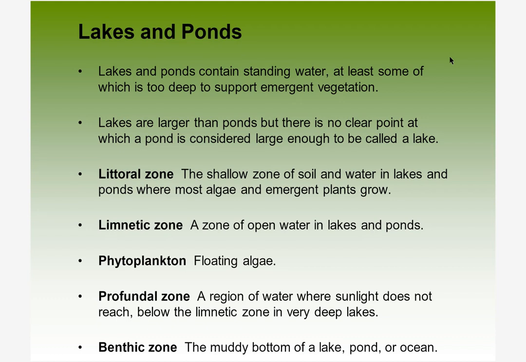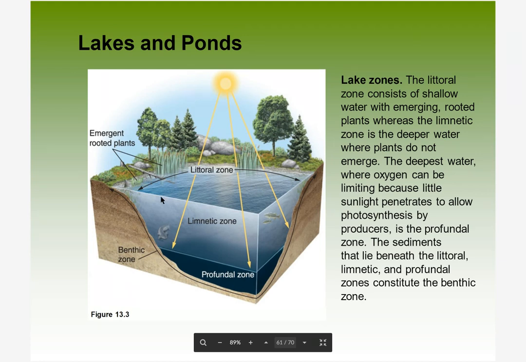The littoral zone is the surface near the soil for lakes and ponds, where most algae and emergent plants grow. Then you've got your limnetic zone here. I actually have the picture here. So your littoral zone is basically the surface near the soil, like the edges. And then the limnetic zone, open water not near the soil, is what I wrote. No rooted plants, though floating algae can be there. Lily pads, let's say, you don't have emergent plants in the middle of the pond, right? They're near the edge.